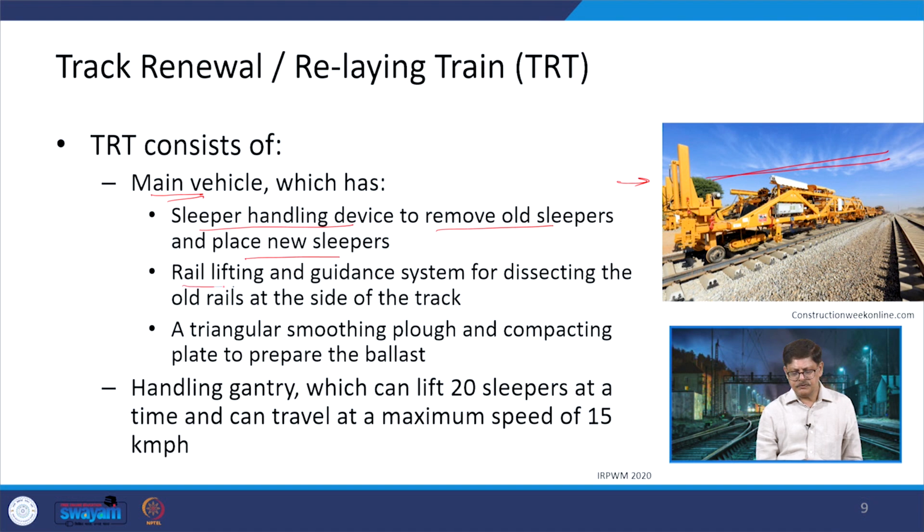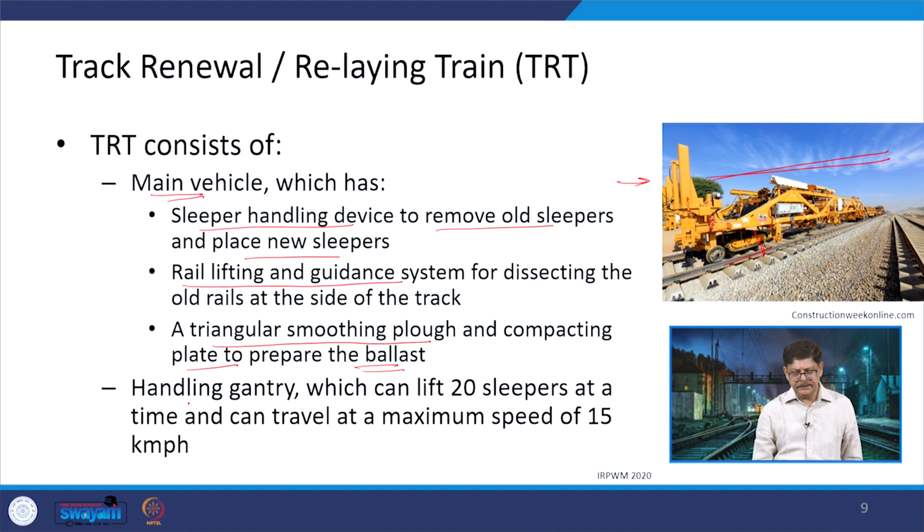Then there is another system which is the rail lifting and guidance system. This means the rail on which it is moving can be lifted, the sleepers can be either taken out or placed, and then the rails can be put back. This lifting can be up to 50 mm, which is the usual limit up to which we work, but it can be more than that as per the requirement and the permissions taken from the authorities. A triangular smoothing plough and compacting plate is also there, which helps in preparing the ballast.